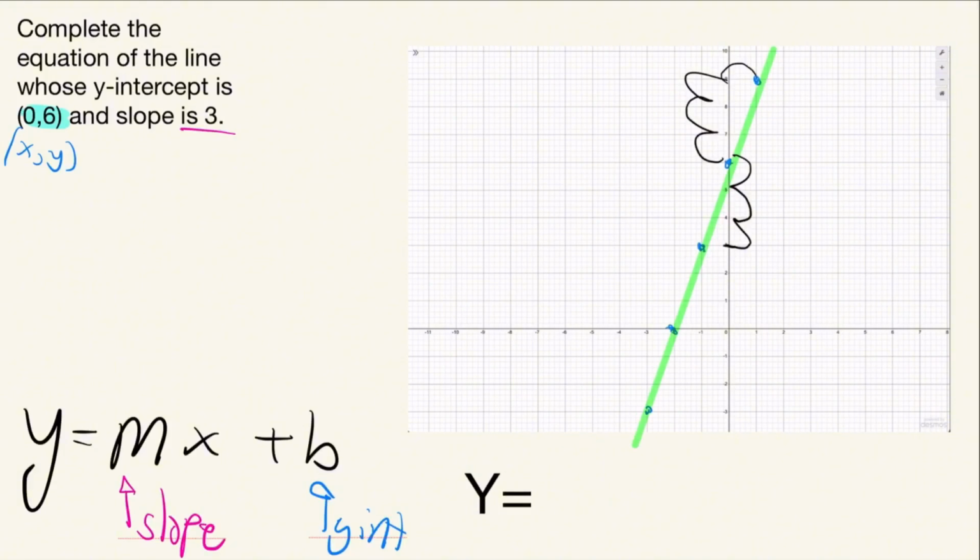But we're not done yet, because we have yet to solve the question. It would be complete the equation of the line whose y-intercept is 0, 6. So we know the slope is 3. So it would be 3, and we would add the letter x plus what our y-intercept is. And our y-intercept is 6. So that would be the answer to our question.